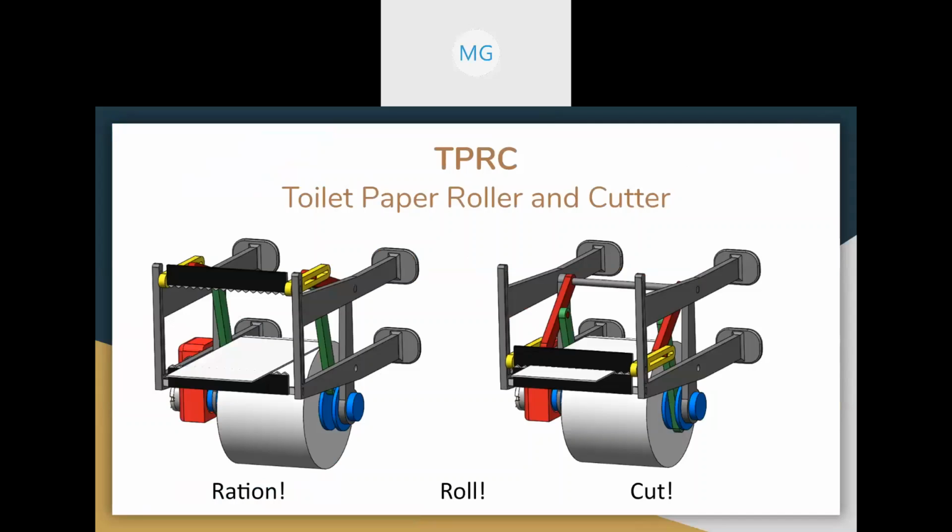Our project is the TPRC. The TPRC is a toilet paper roller and cutter. This mechanism rations the perfect amount of toilet paper, rolls it out, and cuts it for use.